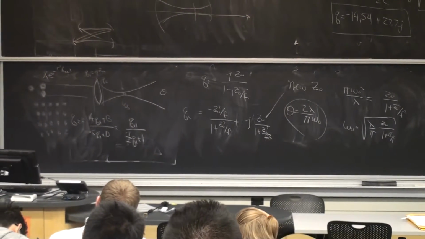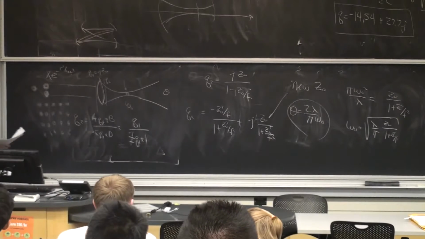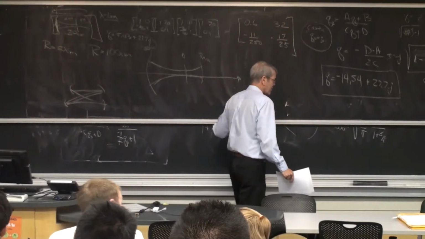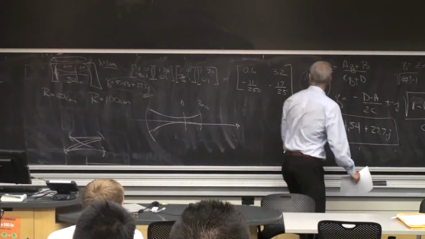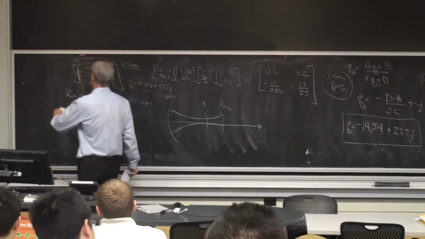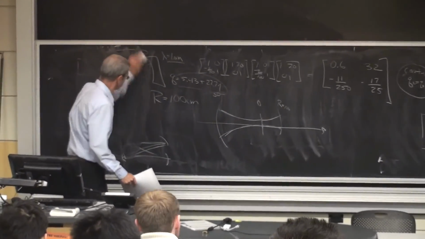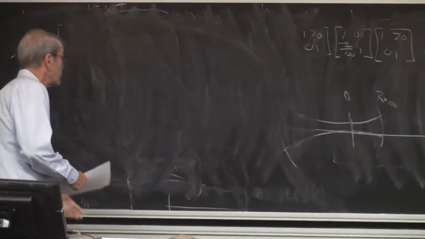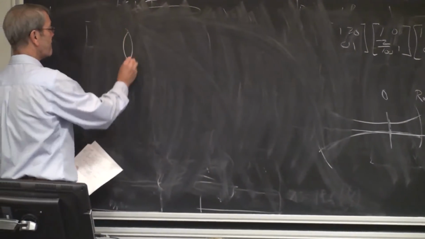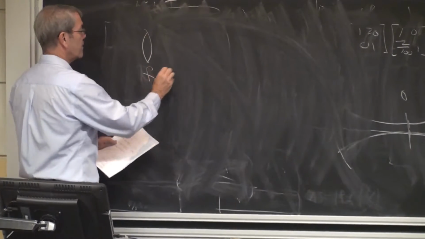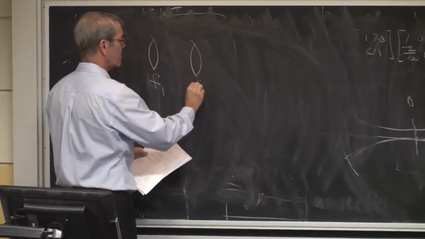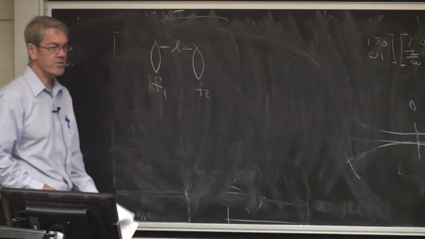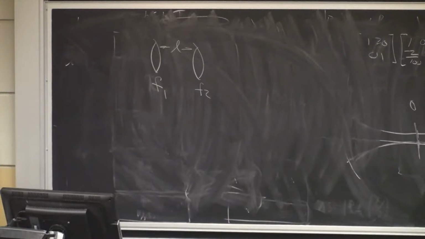My last example is really trivial. I hope we ask something more intelligent than this, but it's just kind of a classic ABCD problem. Let's say I have two lenses. What's the effective focal length of two lenses? You're given an f1 and an f2, and they're separated by a distance L. What's the focal length of that combination as a function of L?